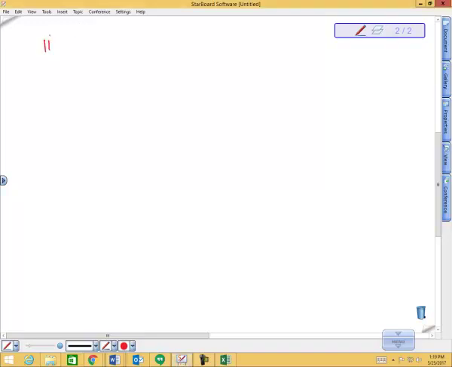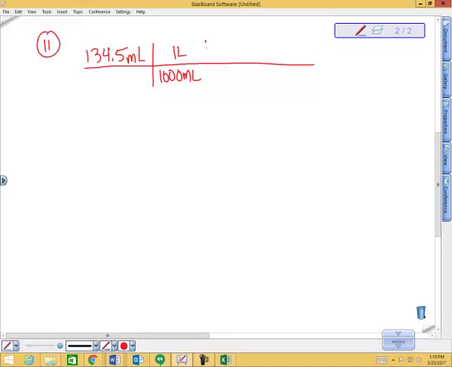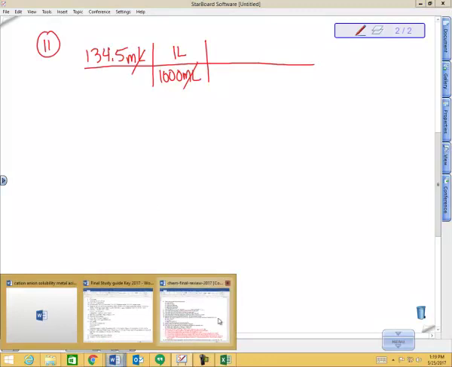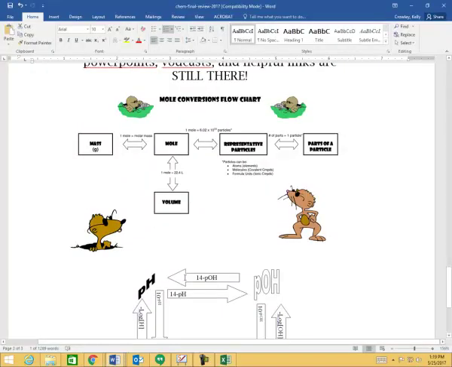So on number 11, they're starting you with 134.5 milliliters. I'm praying that you got your metric conversions down after the last video. So 1,000 milliliters is equivalent to 1 liter. What am I doing here? I'm basically converting to liters. Why? Come down here, have a plan. This time you're starting with volume down here at the bottom, and in number 11, they want you to solve for moles, molecules, atoms of hydrogen, and atoms of oxygen. So you're going to need to do a conversion for all of that.